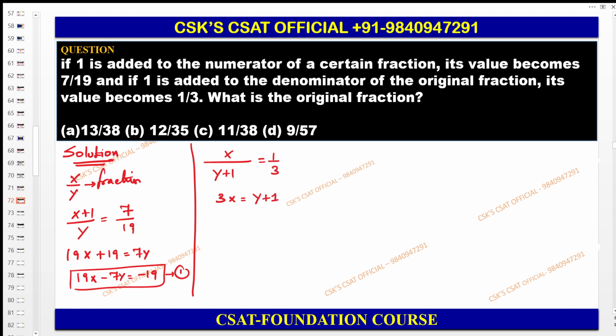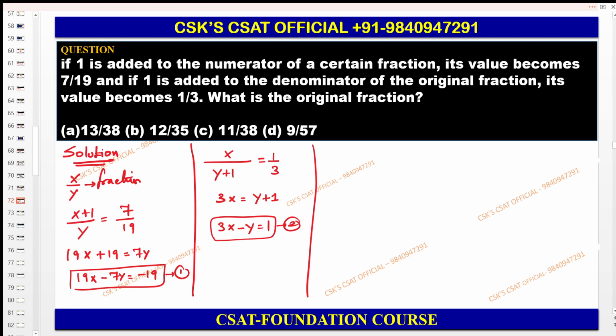Now rearranging this one, when you are rearranging, it will become 3x minus y is equal to 1. Now taking this as equation number 2. When you have two equations, you can find the value of the unknowns x and y by 3 methods. One is the cross multiplication method, then the substitution method, and another one is the elimination method. Whatever method you are familiar with, you can go with that method.